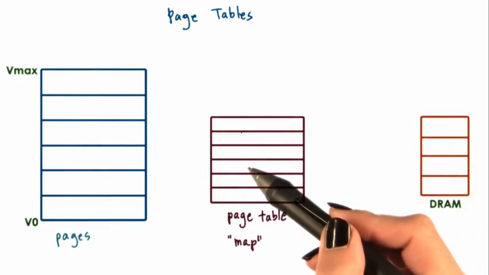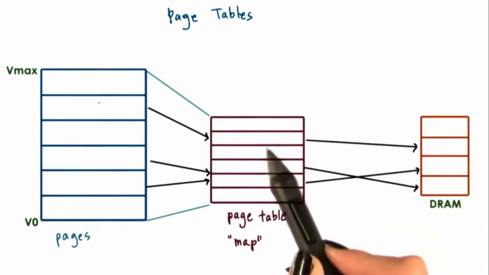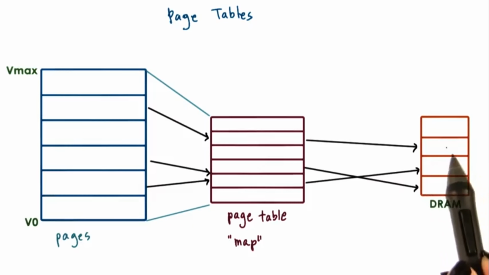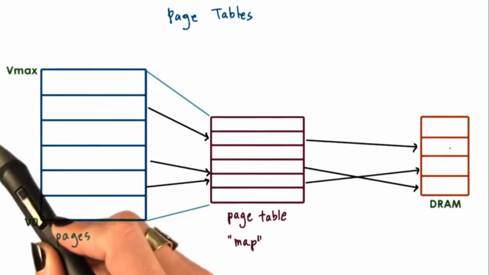So here is a page table. For each virtual address, an entry in the page table is used to determine the actual physical location that corresponds to that virtual address.